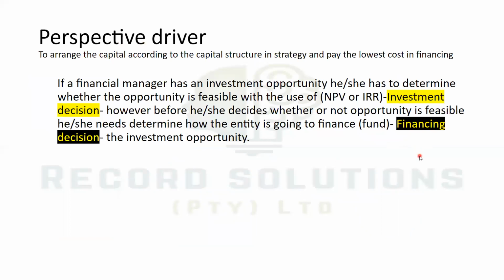So now let's look at what this is. What is cost of capital? Why do we do it? We do it to arrange the capital according to the capital structure that's in our strategy. A strategy just means the capital structure decided by the overall management, by the executives, and to pay the lowest cost in financing. So we are still here.